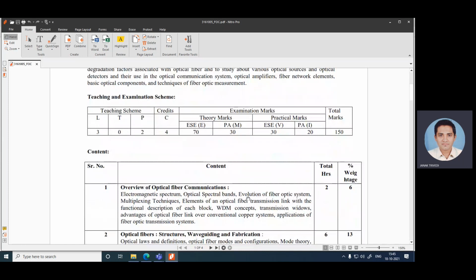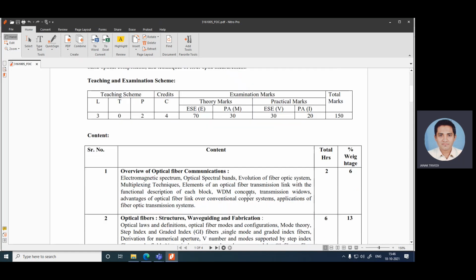Content covered. The first chapter is overview of optical fiber communication. In this chapter: electromagnetic spectrum, optical spectral bands, evolution of fiber optic systems, multiplexing techniques, elements of an optical fiber transmission link with the functional description of each block, WDM concept, transmission windows, advantages of optical fiber links over conventional copper systems, and applications of fiber optic transmission systems. This requires a total of 2 hours and the weightage is 6%.